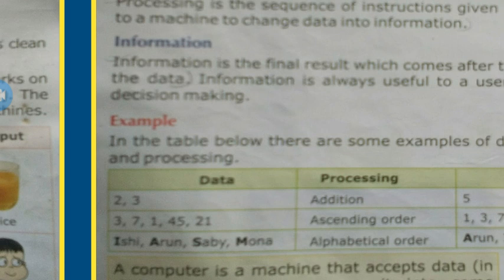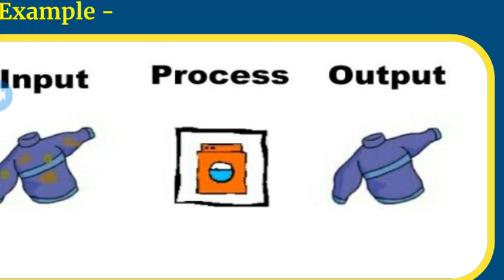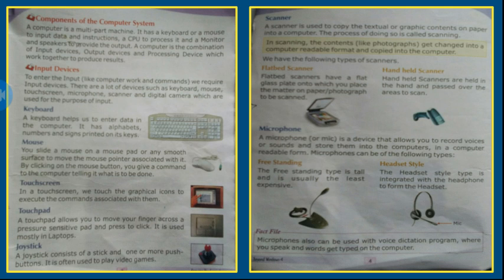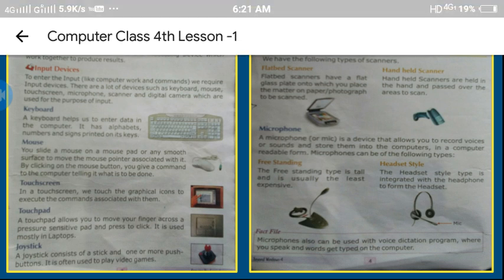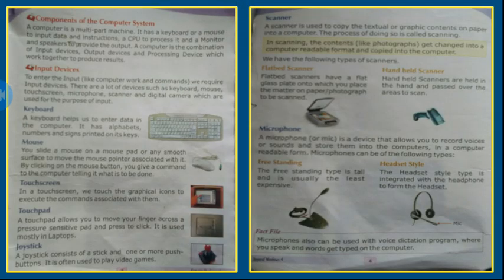Now, components of a computer system. A computer is a multi-part system. It has a keyboard or mouse to input data and instructions, a CPU to process it, and a monitor and speaker to provide the output. A computer is the combination of input devices, output devices, and processing devices. So students, in this lesson we will learn about input devices, output devices, and processing devices also.